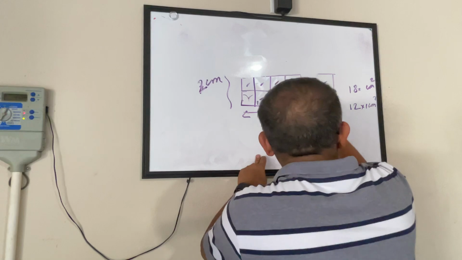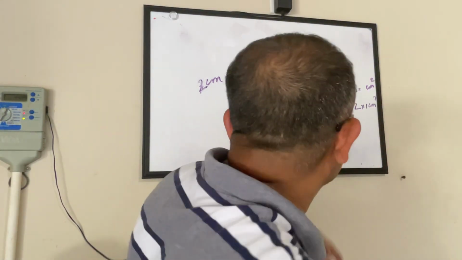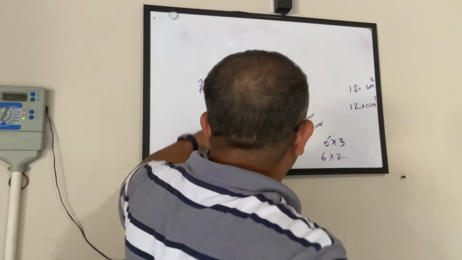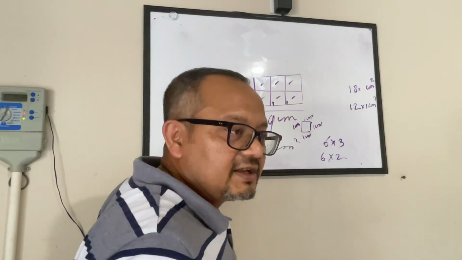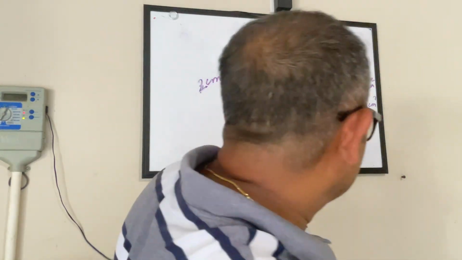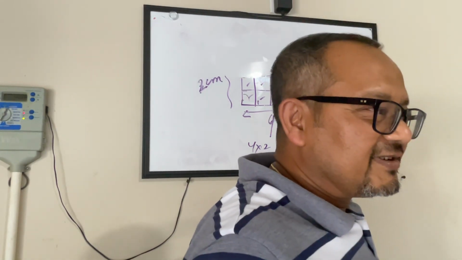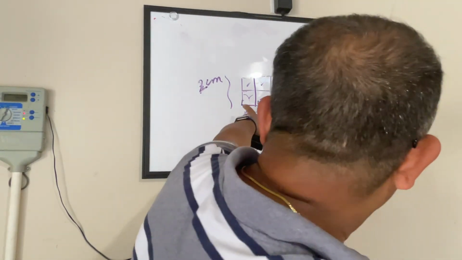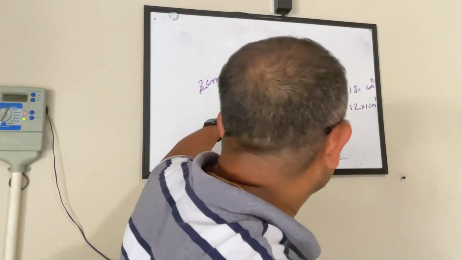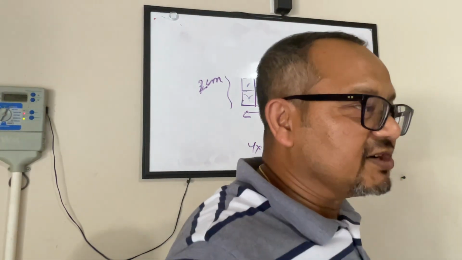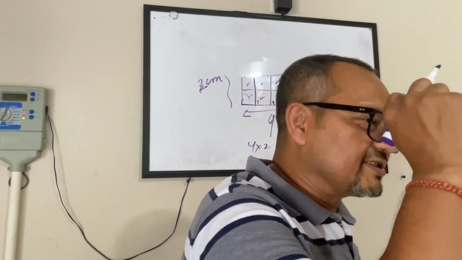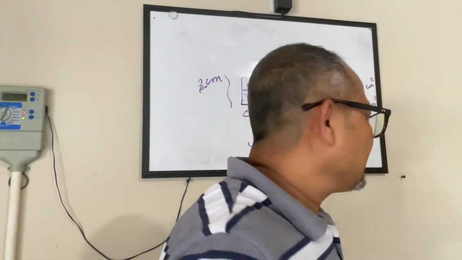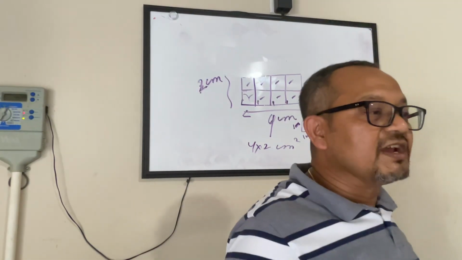Let's say if the length was 4 centimeters and width was 2 centimeters, how many centimeter squares did I have? 8. So it is 4 into 2 centimeter squares. So my English is becoming my maths now. Whatever is my length times my width is giving me that many square centimeters. My square centimeter is 1 unit, 1 box. So this gives us the formula for area of a rectangle.